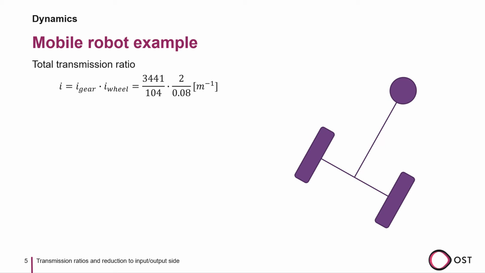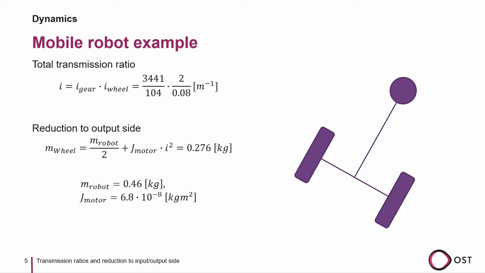We will now look at our mobile robot and how we can reduce its mass to the output side. On the robot, we have a motor with a gearbox to which a wheel is attached. The total transmission ratio can therefore be calculated as the transmission ratio of the gearbox times the transmission ratio of the wheel. The transmission ratio of the gearbox is directly out of the datasheet, while the transmission ratio of the wheel is 2 divided by the wheel diameter.